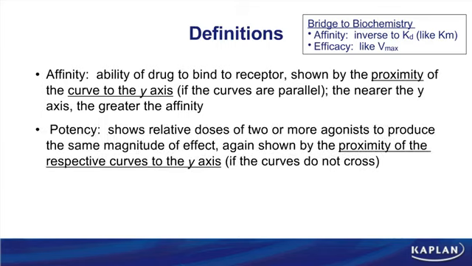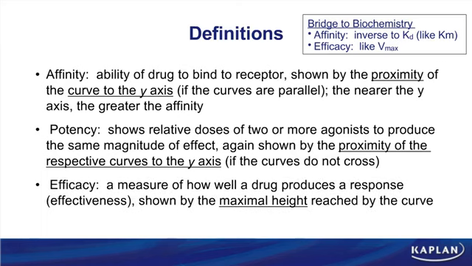Potency on a dose-response curve is very similar to affinity. It's also the proximity of the curve to the y-axis, but in the case of potency, the curves don't have to be parallel. The slopes of those curves can be non-parallel, and you can still compare their potency. Finally, efficacy. Efficacy might be the easiest of these three terms to compare. Efficacy is the effectiveness of a drug, and that's shown by the maximum height. In order to compare efficacy for a couple of drugs, look for the curve that is the tallest. The tallest curve would be the drug with the greatest efficacy.